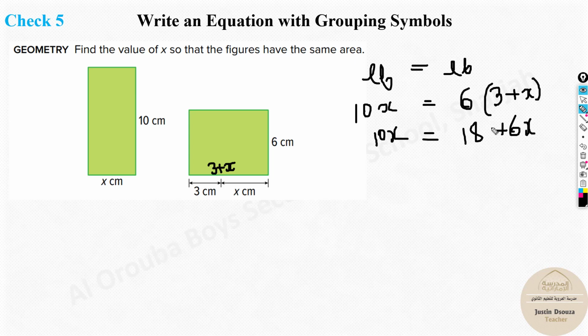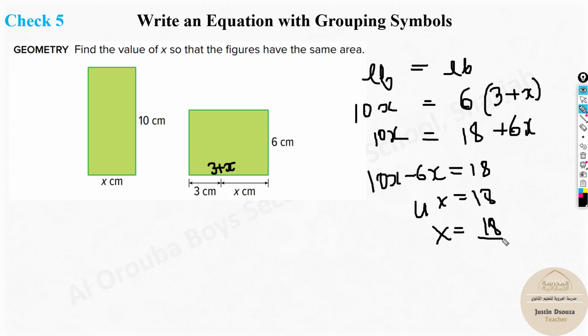Now what is the answer? Take this 6x to the other side. 10x minus 6x equals 18, and this is 4x equals 18. Now x will be equal to 18 by 4, which is also equal to 9 by 2, or that is equal to 4.5. Or you can use the calculator over here. Now 18 by 4 is 4.5. So that is the answer, 4.5 or 9 by 2.